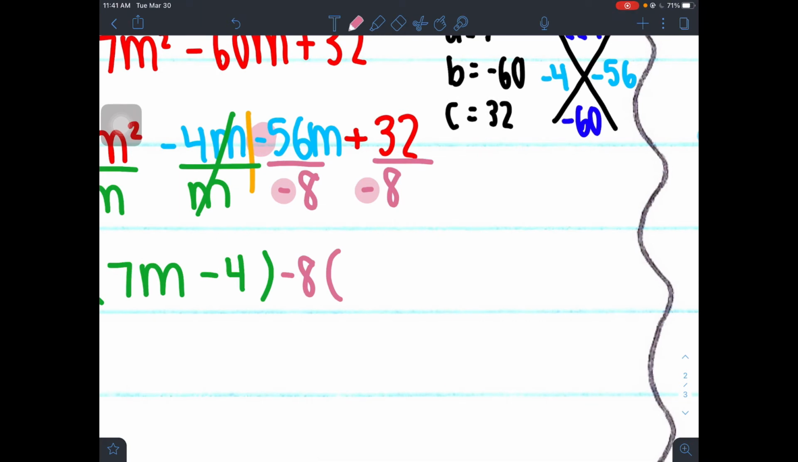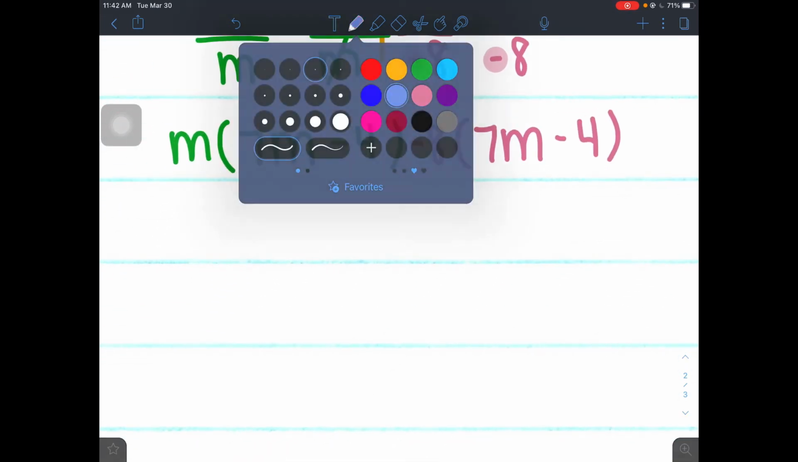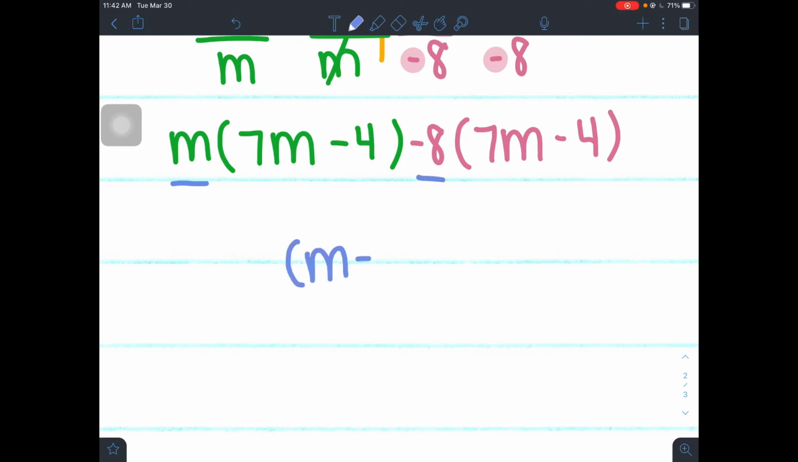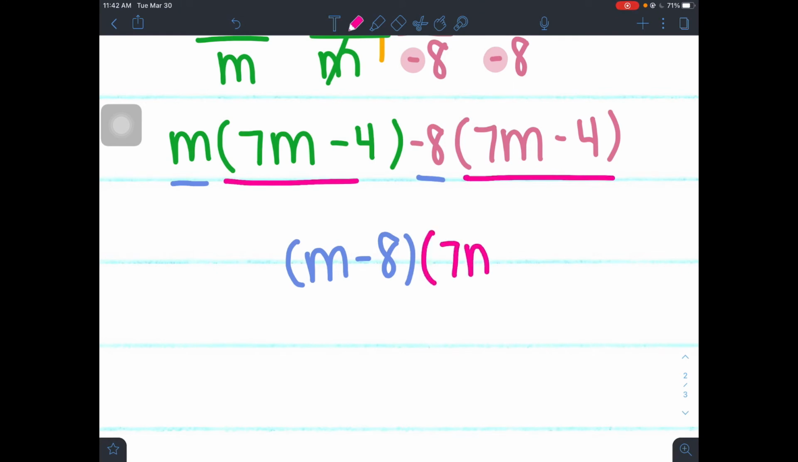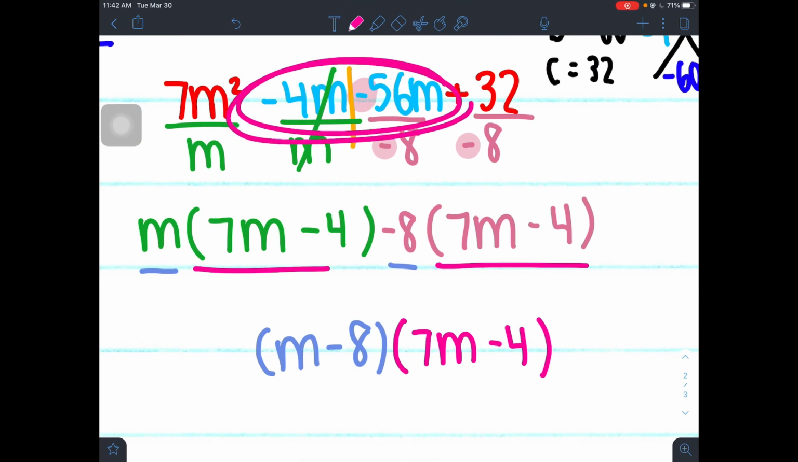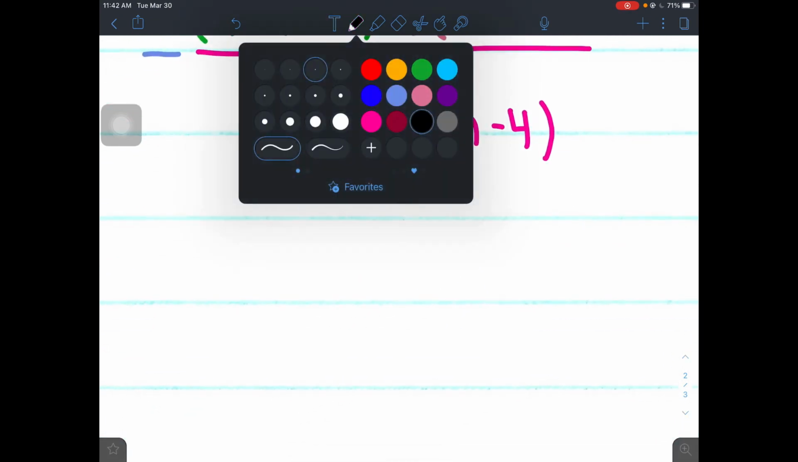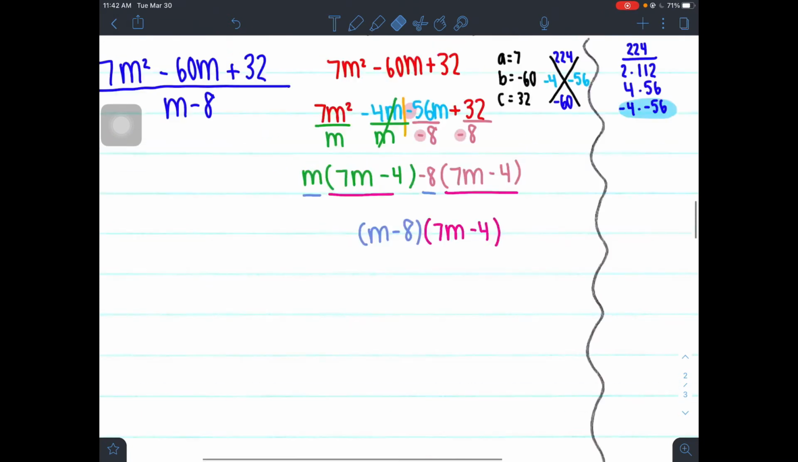Negative 56 divided by negative 8 is going to be positive 7, and then m stays because nothing happened, we didn't take it out. And then positive 32 divided by negative 8 is going to be negative 4. Parentheses match, so we are good to go, and we keep going. So go ahead and write our first factor. That's going to be m minus 8. And then our second factor here is going to be 7m minus 4. Now, if you were to flip the 56m and the negative 4m around, your answer would be exactly the same, except you just have them be flipped, so it would just look like this. Again, not a big deal. Remember, the order you multiply doesn't matter, so that's also okay.